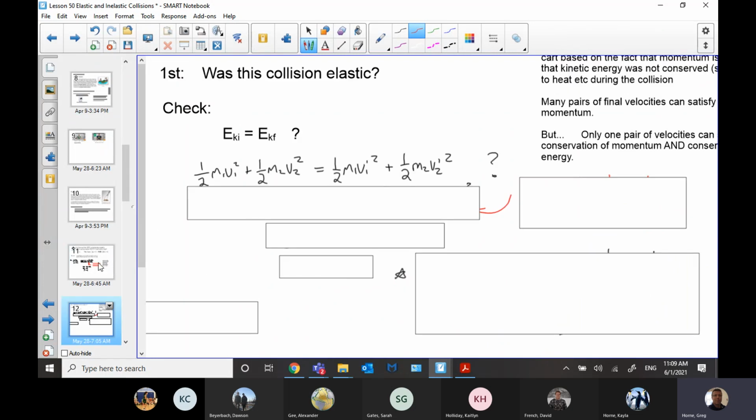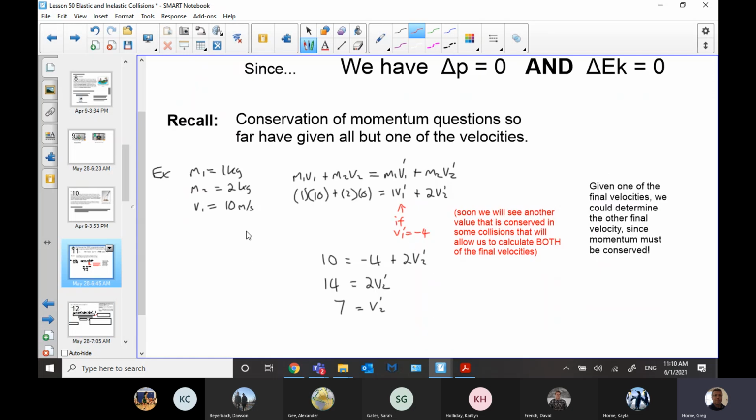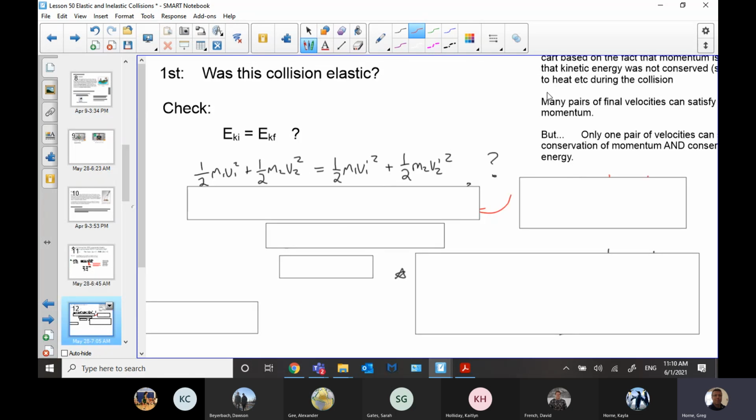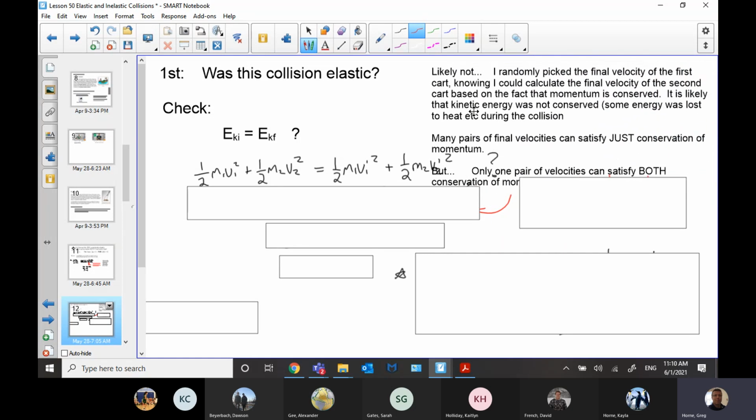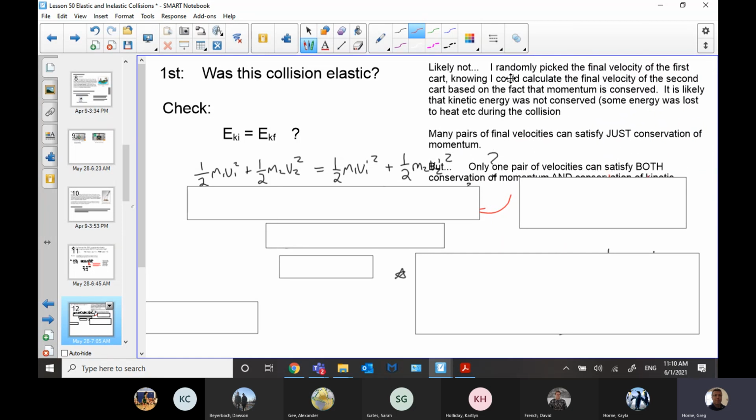So first of all, I want to check, was this collision elastic? What does that mean? If it became a -4 and a 7, was that elastic? Well, let's look. What that means is, was the kinetic energy conserved?